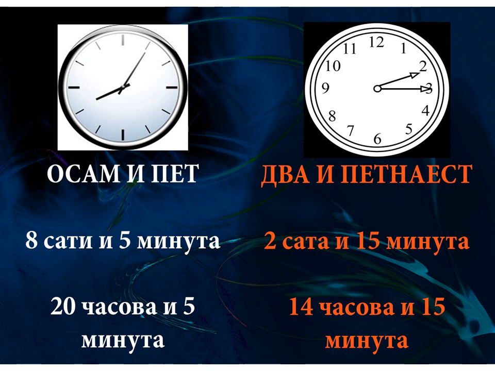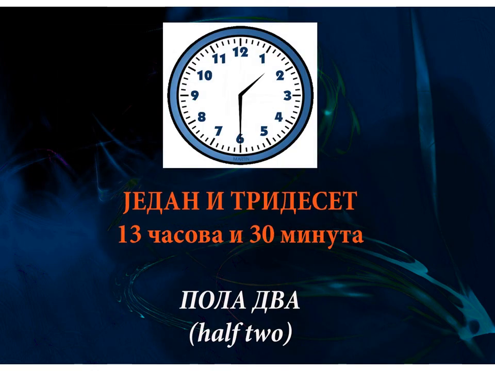In Serbian, we don't use quarters, so 2:15 is just 15 past 2, 2 i 15, or 2 sata i 15 minuta, or 14 časova i 15 minuta. How about this one? 1:30. You could use the pattern we just did and say it's 1 i 30, or 13 časova i 30 minuta. But in informal conversation, it's probably the easiest to just say pola 2, which is half past 1.